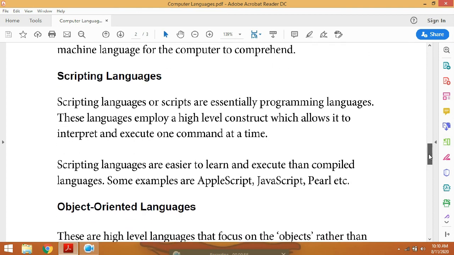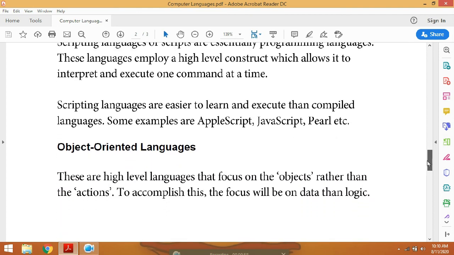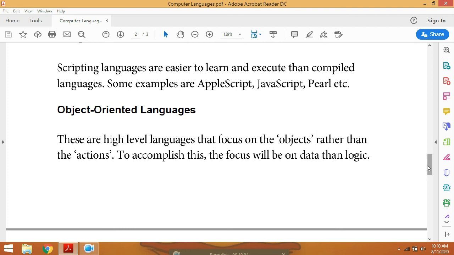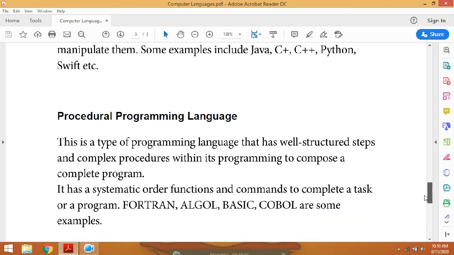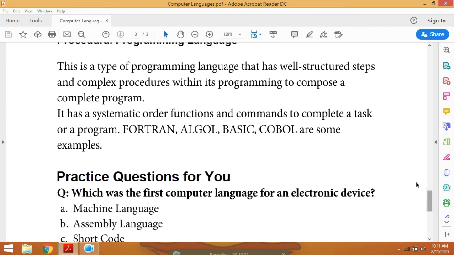Then there are object oriented languages. It means we can give instructions to the computer according to our day-to-day life. We can relate those instructions to our day-to-day life. That's why they are called object oriented languages. Then there are procedural languages, in which step-by-step instructions are written and the computer has to follow the step-by-step instructions only. That's why they are called procedural programming languages. That's all from the computer languages.